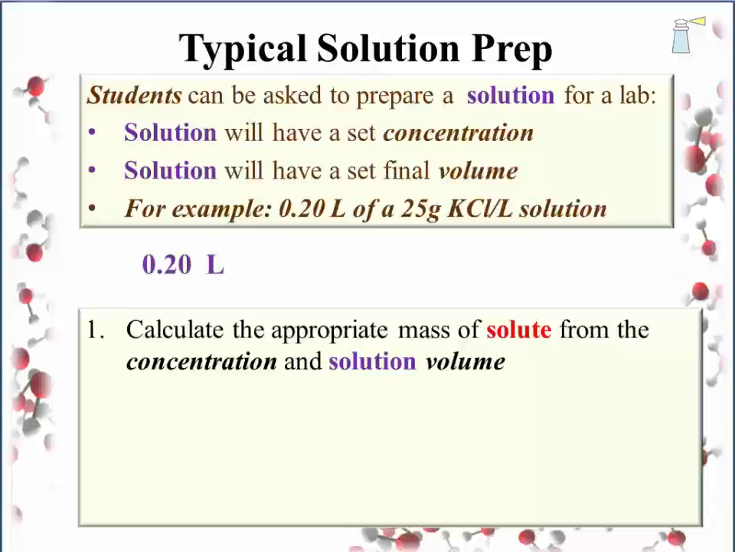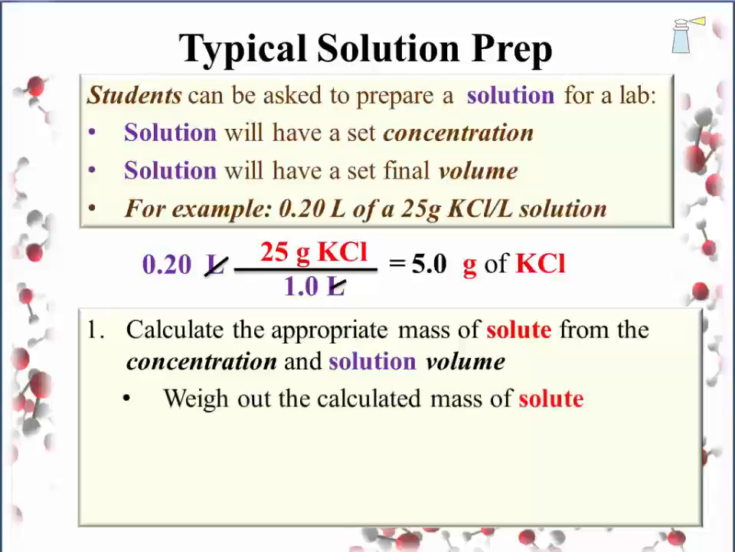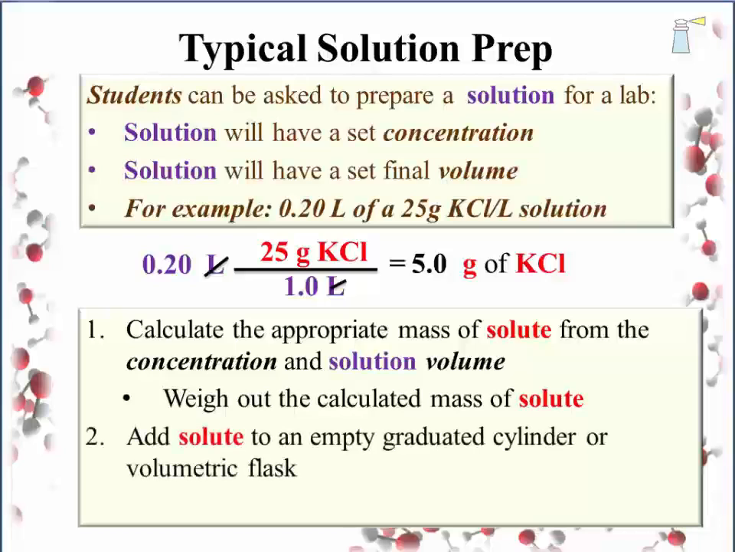Given units of 0.20 liters, concentration oriented to cancel liters, yielding a value of 5.0 grams of KCl. With this piece of information, weigh out the calculated mass of solute, 5.0 grams. The second step is to add the solute to an empty graduated cylinder or volumetric flask. Be sure that as much of the weighed out solute as possible finds its way into the vessel.